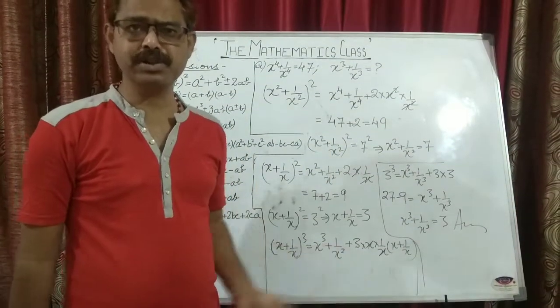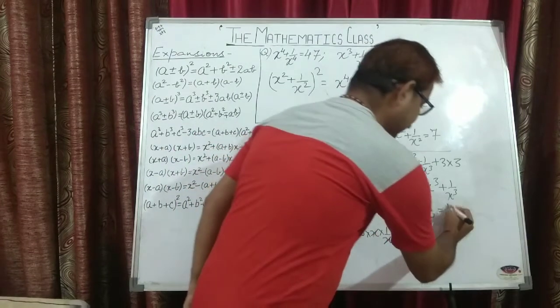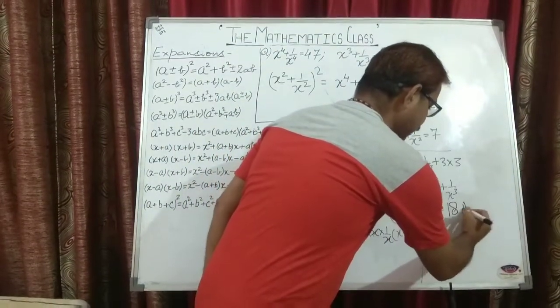Let's take a few more questions and then we'll end up. 27 minus 9 is 18. It is not 3. That was my mistake.